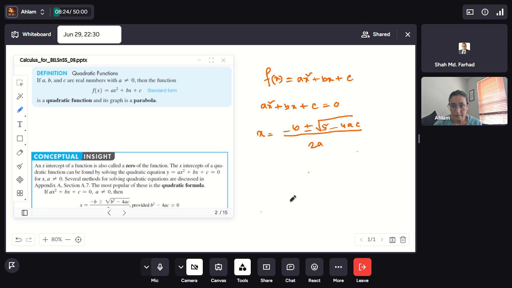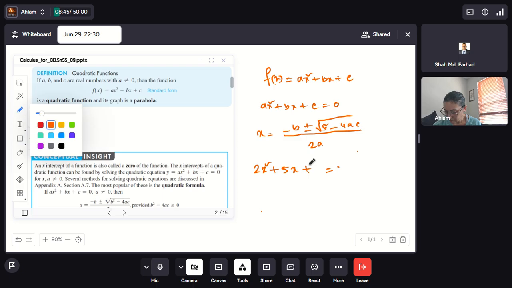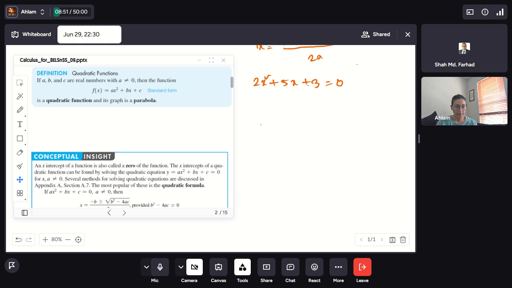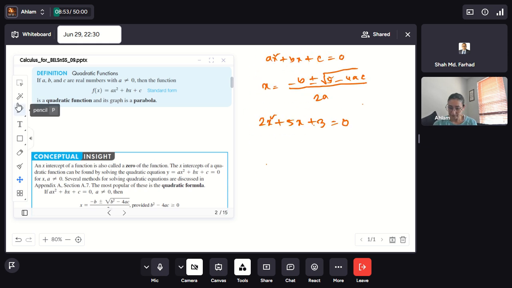That means if you are given a quadratic equation like this, you can say 2x squared plus 5x plus 6 equals 0, plus we can say here plus 3, then it will be easier to find. Okay, plus 3 equals 0. So what will be the solution of this quadratic equation?